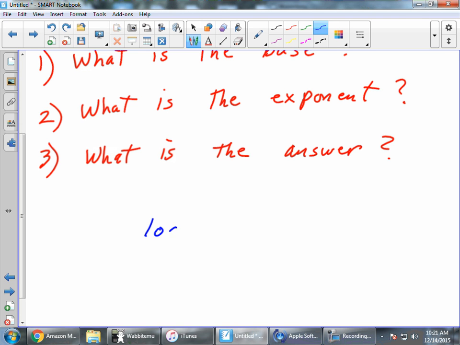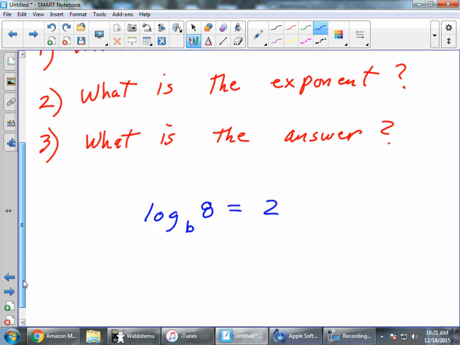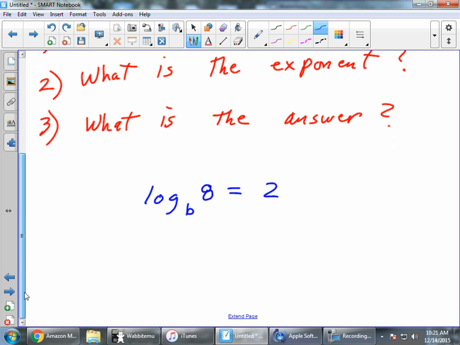You might see something like log 8 equals 2 or something like that, okay? You might see something like this. We'll say log 8 with base b equals 2. And you'll say to yourself, ugh, what a mess, right? Well, let's ask ourselves the 3 questions and try to solve for b.